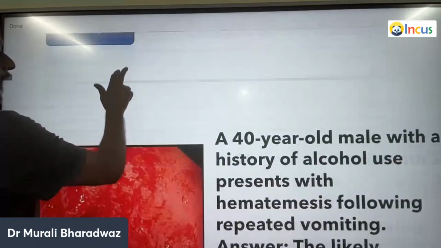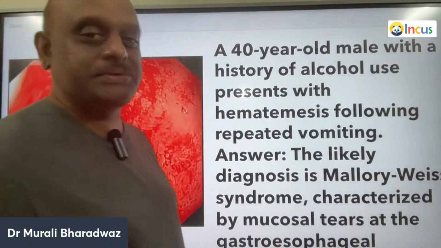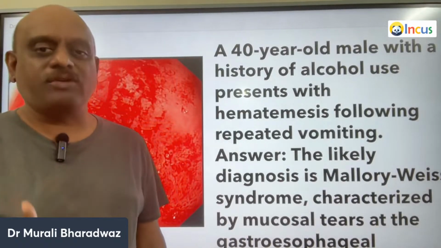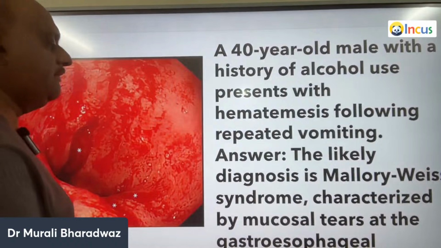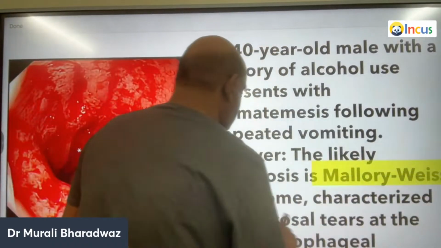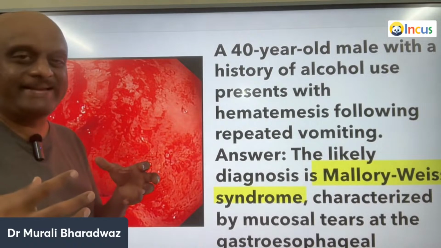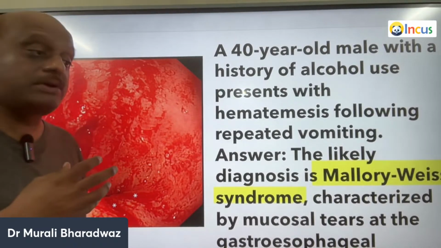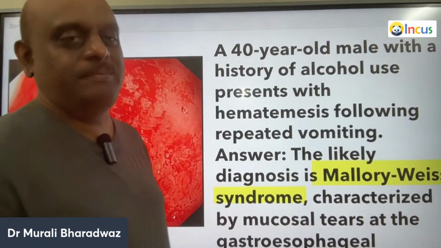Now, a 40-year-old male with a history of alcohol use presents with hematemesis after repeated vomiting. So what is the most likely diagnosis? It is Mallory-Weiss syndrome, where there is a mucosal tear at the level of the gastroesophageal junction because of forceful vomiting. That is what you need to remember.